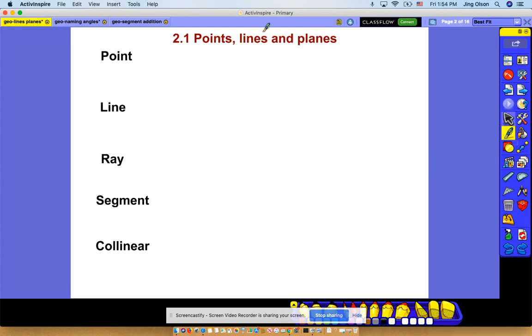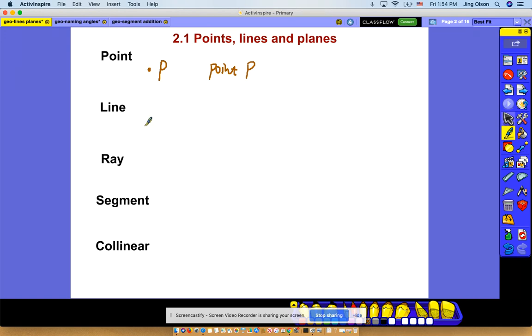Okay, first one, what is a point? A point is a location. Is it just a dot? It's a location, so what we usually do for a point is draw a dot. We use an uppercase letter for a point. So we say point P or point Q, point S. Make sure the letter we use is an uppercase letter.